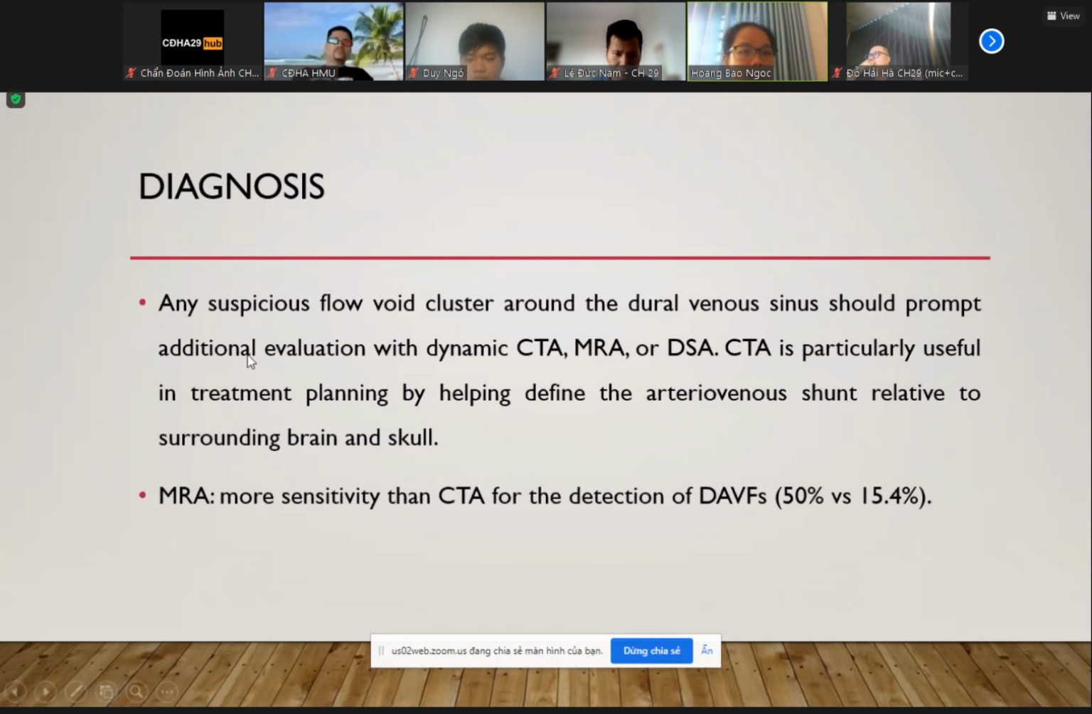Any suspicious flow void cluster around the dural venous sinus should prompt additional evaluation with dynamic CTA, MRA, or DSA. CTA is particularly useful in treatment planning by helping define the AV shunt relative to the surrounding brain or scalp. Some studies have shown that MRA has more sensitivity than CTA for the detection of dAVF, 50% versus nearly 15%.